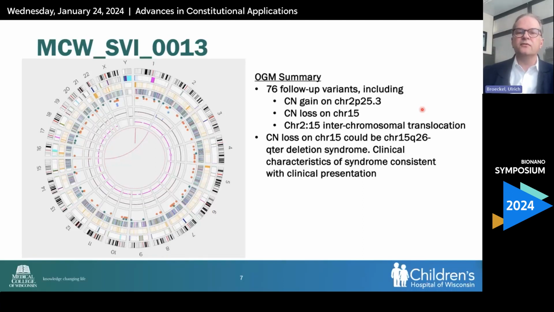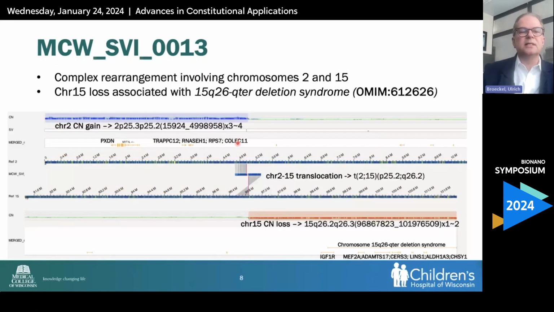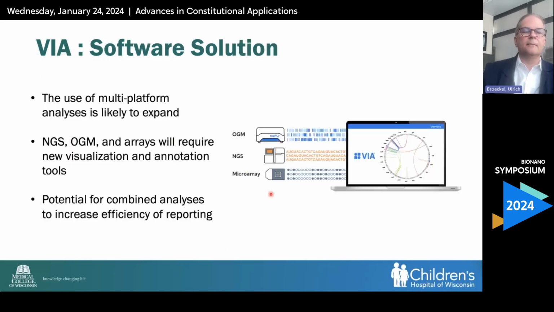We found a number of different variants, but we see the loss in chromosome 15, and findings in chromosome 2 and chromosome 15 very much suggest that we have an interchromosomal translocation, as you can see here, noted by the line between these two chromosomes. And if we look at the next result, you can clearly see the complex rearrangement: the gain on chromosome 2, the loss on chromosome 15, and the chromosome 2 to 15 translocation. So very straightforward to detect this in one single test.